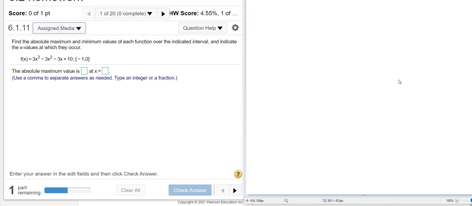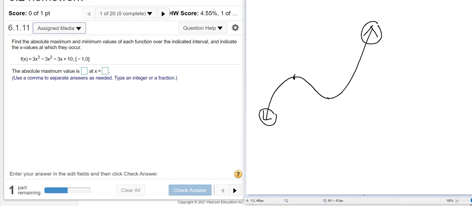So let's talk a little bit about absolute extrema. If you have a function, say a cubic function, that looks like this, you have a local maximum and a local minimum. But you don't have an absolute maximum because this end continues to rise, or an absolute minimum because this end continues to fall.